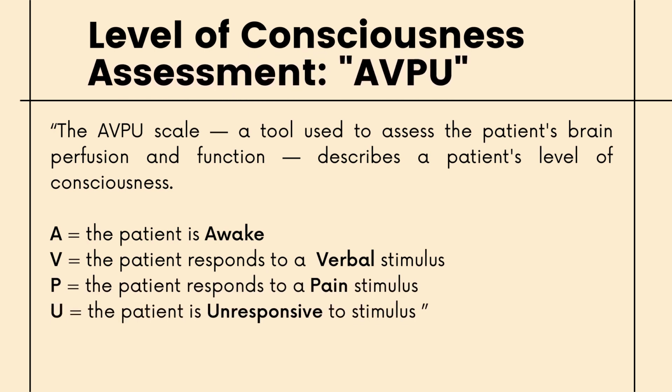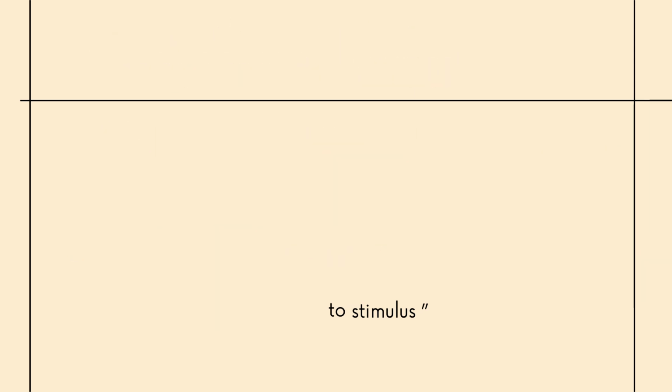As I've said, the AVPU scale is a tool used to assess the patient's brain perfusion and function, and it also describes a patient's level of consciousness, where A, the patient is awake; V, the patient responds to a verbal stimulus; P, the patient responds to a pain stimulus; and U, the patient is unresponsive to stimulus. So the distinction between A and V frequently causes confusion.